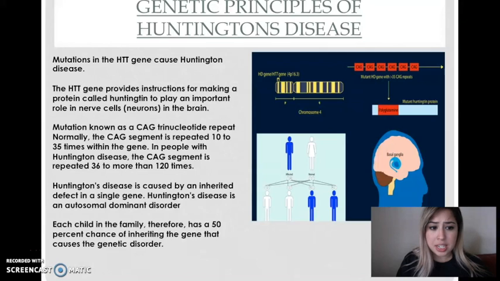Huntington's is also an inherited genetic disorder. It's an autosomal dominant disorder, so that means if someone has this mutation in the gene, they have a 50% chance of passing it on to their offspring.